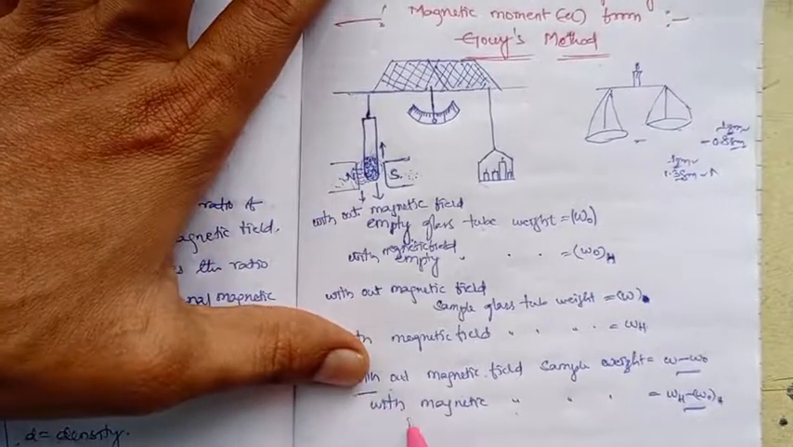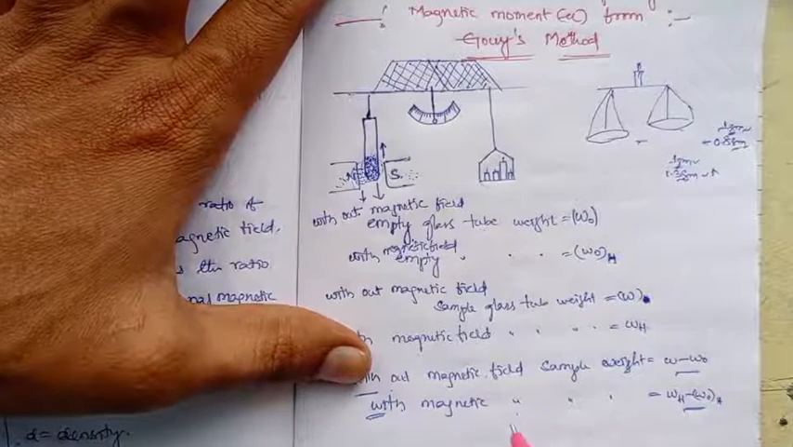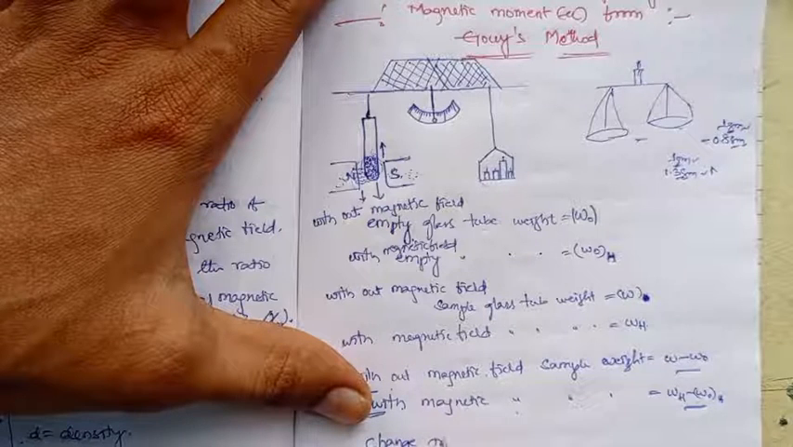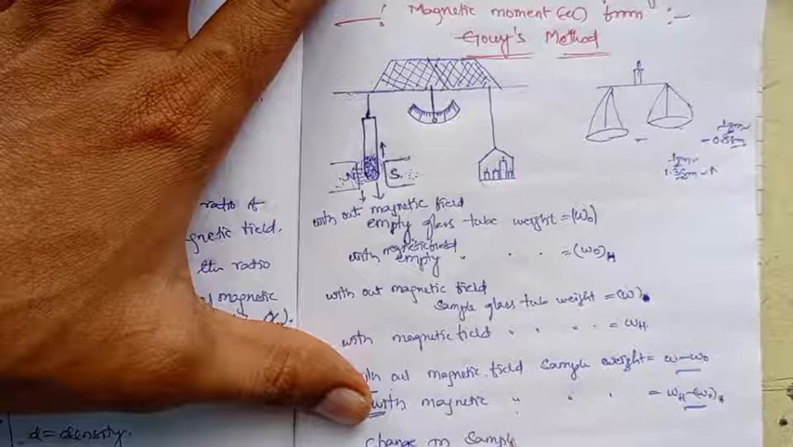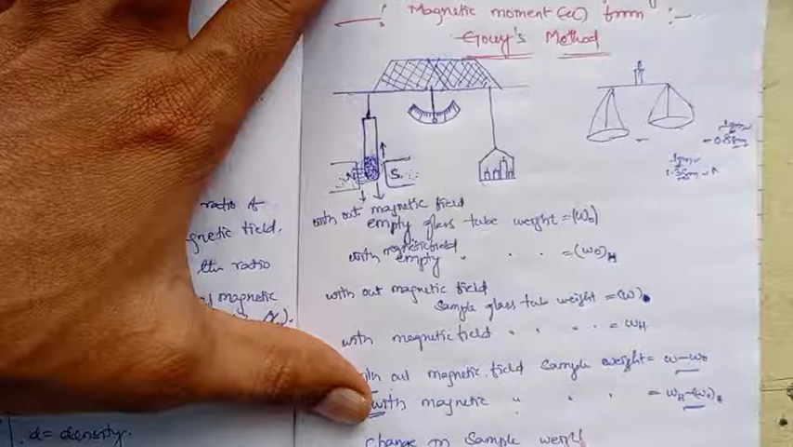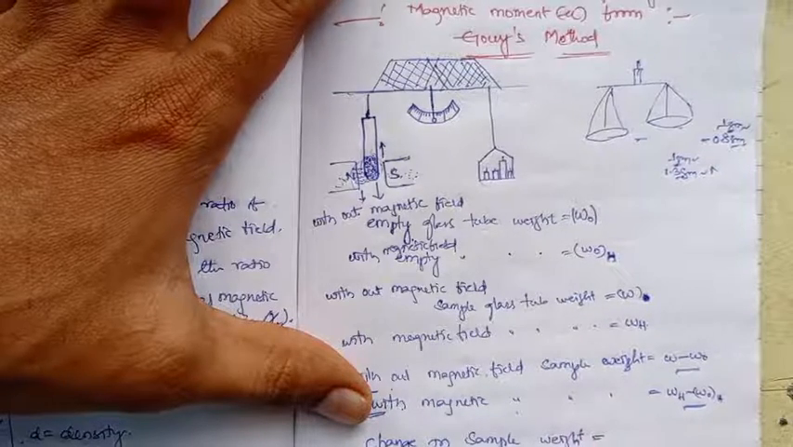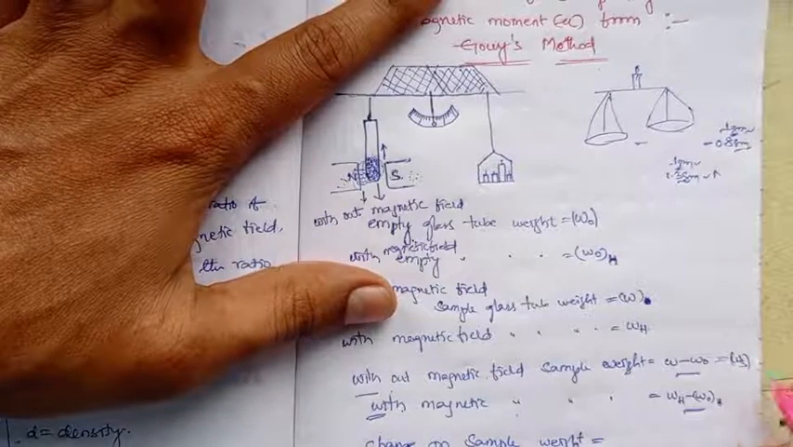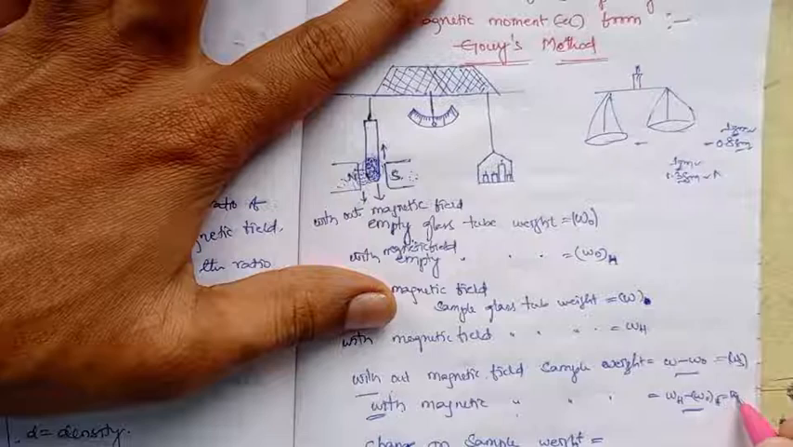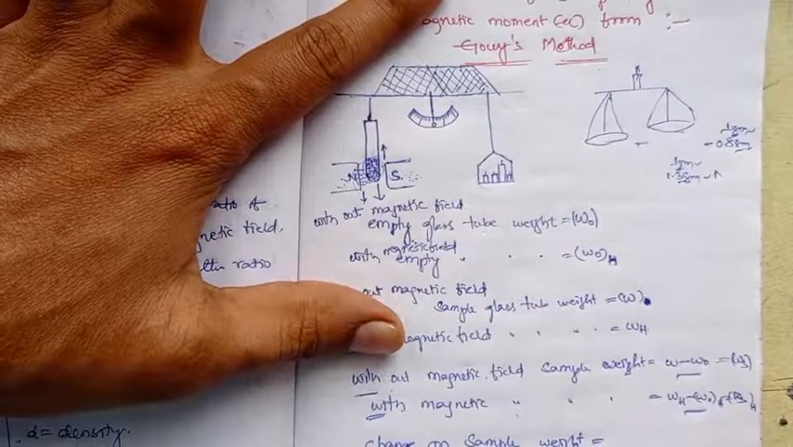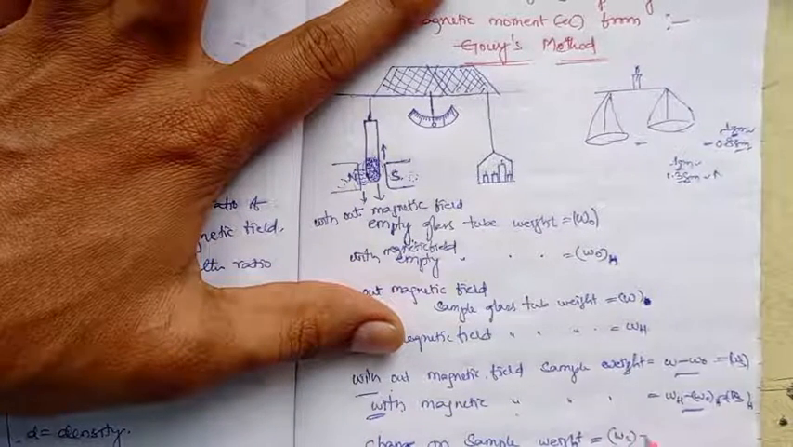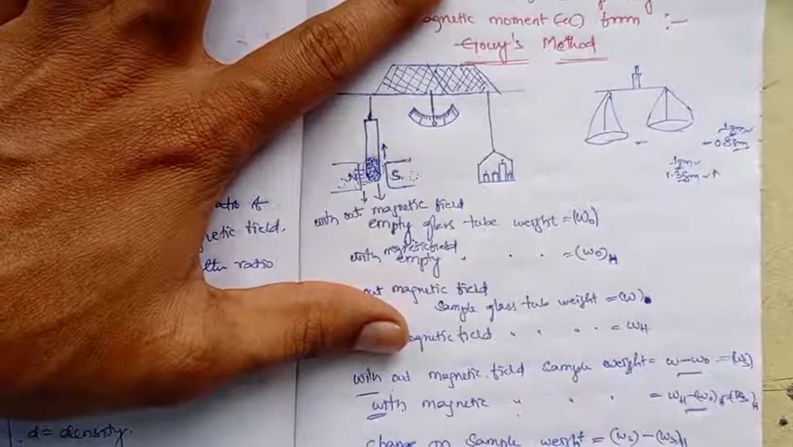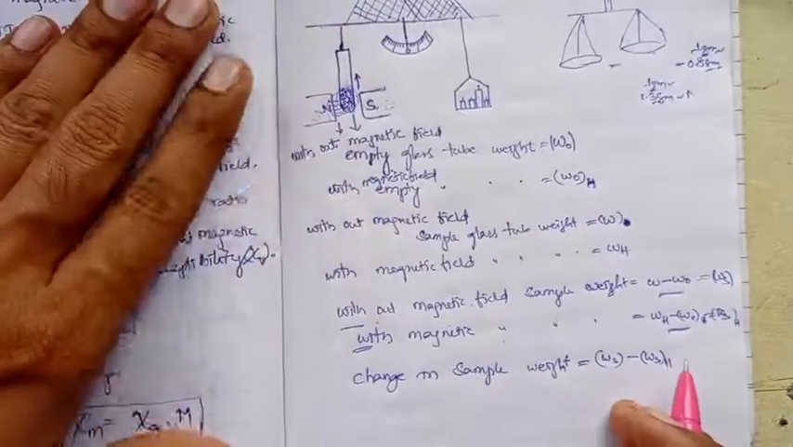Measuring the sample weight with field and without field will give you the change in sample weight, that is W sample without field minus W sample with field, plus or minus, right. That is what happens.